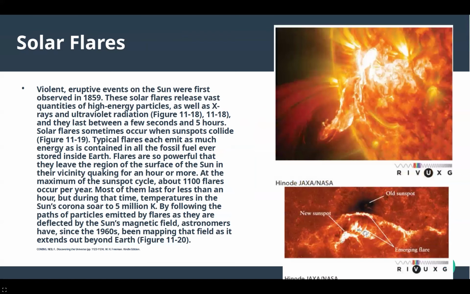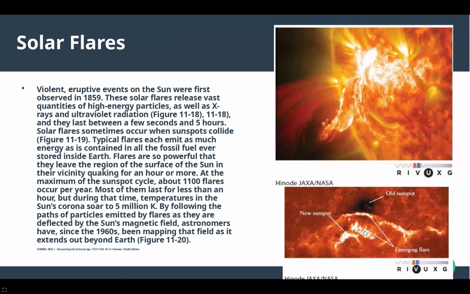These solar flares release vast quantities of high-energy particles as well as X-ray and ultraviolet radiation. Solar flares sometimes occur when sunspots collide. Typical flares each emit as much energy as is contained in all the fossil fuel ever contained inside Earth. Flares are so powerful that they leave the region of the surface of the sun in their vicinity quaking for an hour or more. At the maximum of the sunspot cycle, about 1,100 flares occur per year.